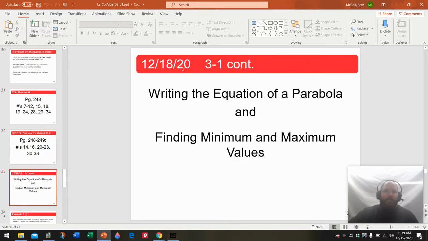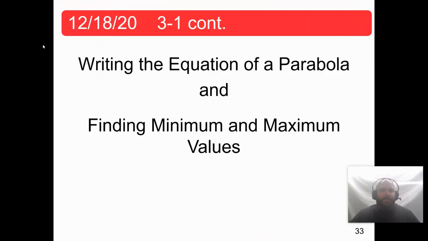All right. Hello, everybody. So today we're going to continue talking about Chapter 3, Section 1. We are going to now move into writing the equation of a parabola and finding the minimum and maximum values. Both of these things are not too terribly difficult, especially finding the minimum and maximum values, because that's actually just where the vertex is. And you'll see that here in a second, but it's pretty straightforward.